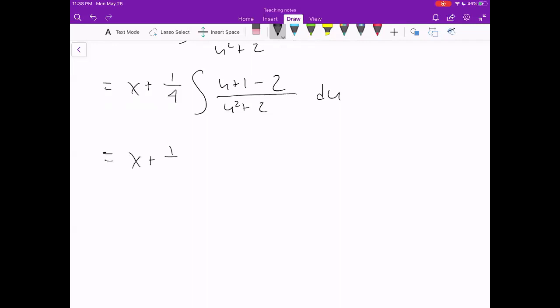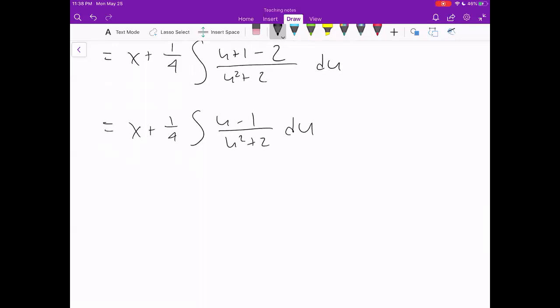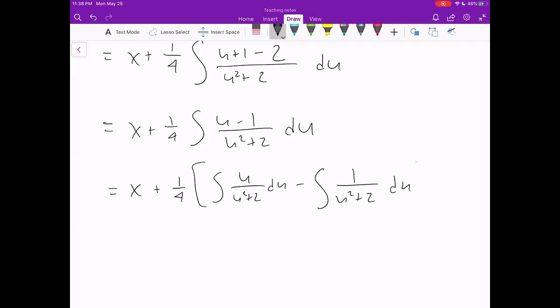This is x plus 1/4, the integral of u minus 1 over u squared plus 2 du. Sorry, it's supposed to be an equal sign. Now this is of the form that we had last time: something over u squared plus 2, so I know how to do this. This is 1/4, and now I have two integrals: the integral of u over u squared plus 2 du, minus the integral of 1 over u squared plus 2 du.